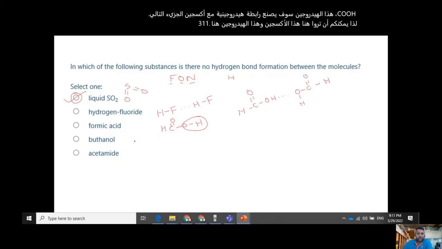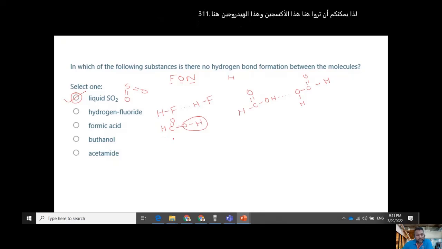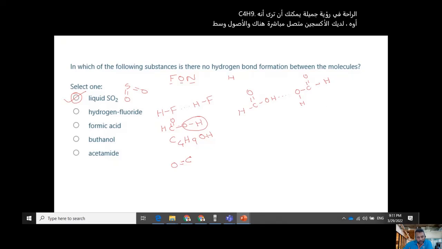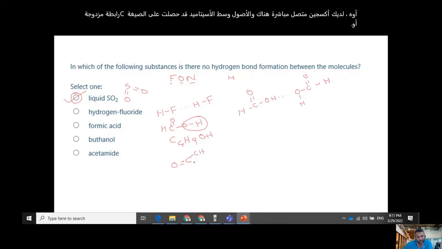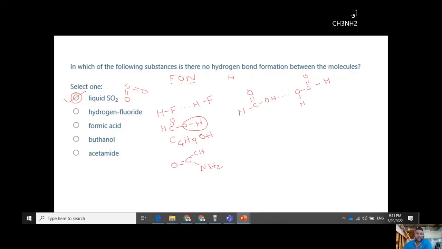Whereas in butanol, same, you can see it is C4H9OH. You have oxygen directly connected there. And acetamide has got the formula C double bond O, CH3 NH2. So you see here nitrogen is directly connected to hydrogen here.